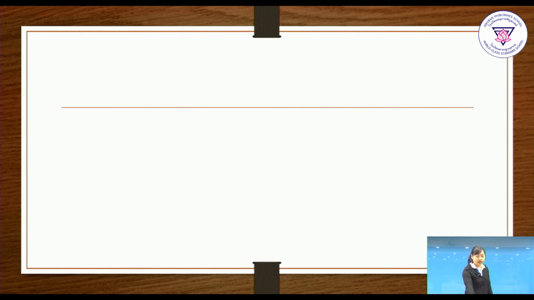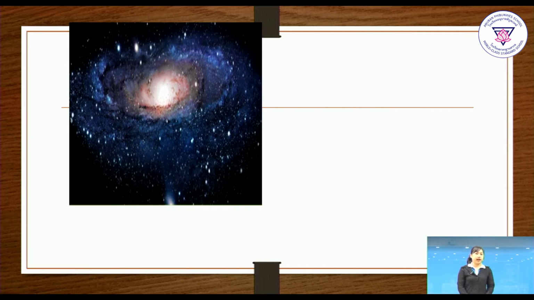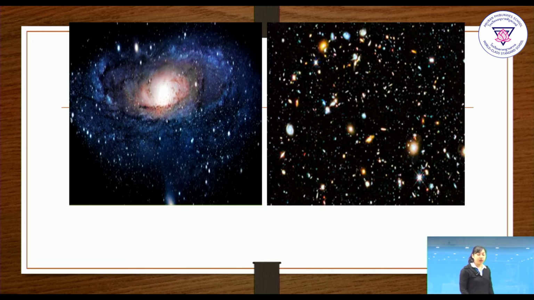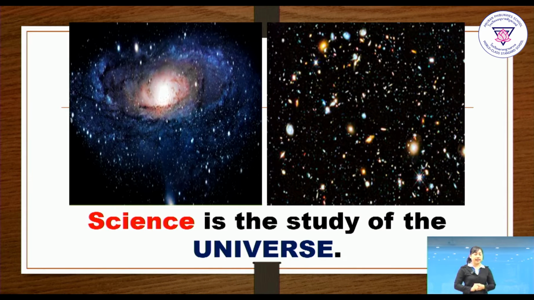As you can see in the image, we have here the image of the galaxy, and another one is the image of the universe. What can you see in this image? Okay, very good. We can see here stars, planets, galaxies, and other objects in outer space. Now let's define science. Science can be defined as the study of the universe. Of course, science comprises the things around us, not only on our planet, but also in outer space.